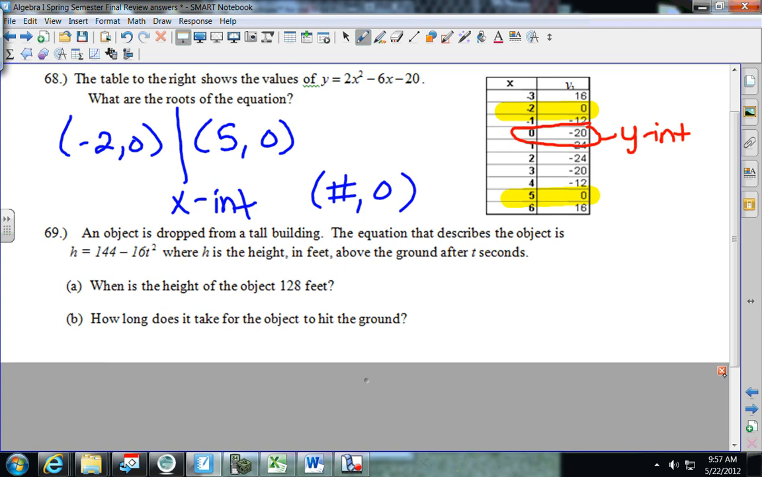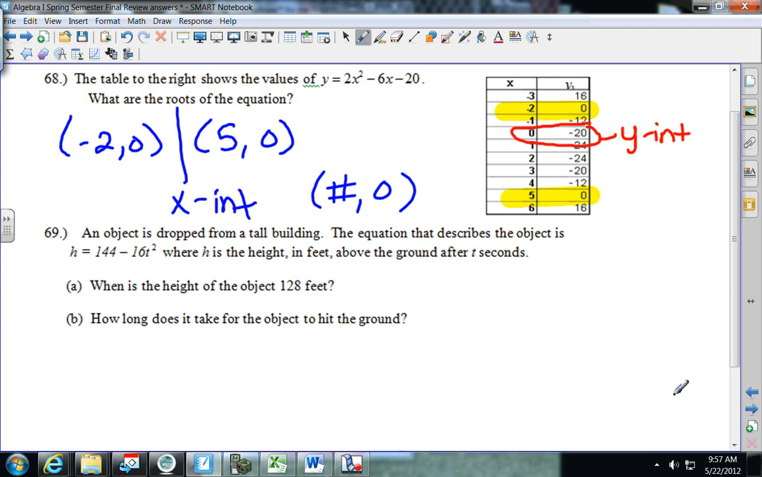Next, on number 69, it says an object is dropped from a tall building. The equation that describes the object is h equals 144 minus 16t squared, where h is the height in feet above the ground after t seconds. It asks, when is the height of the object 128 feet? Well, first off, I know that we're talking about x and y. X is the same as t right here. So x is going to be my time. Y is going to be my height.